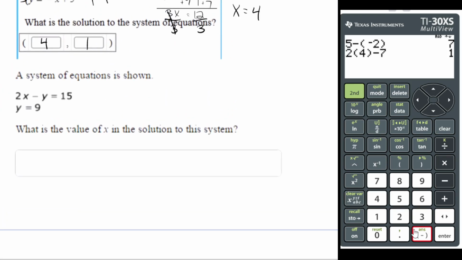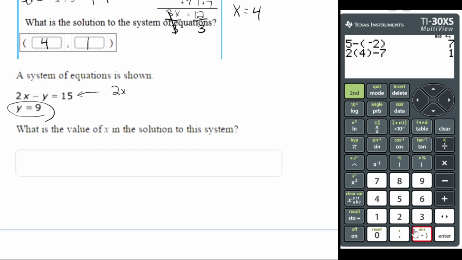All right. A system of equations is shown. 2x minus y equals 15. Y equals 9. This is a lot simpler than the other equations because they already told you what y is. There's no solving for y. It's already done. So you're just going to skip to the step where you go to the other equation.